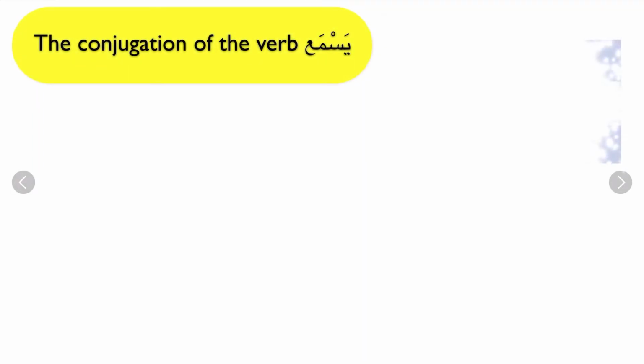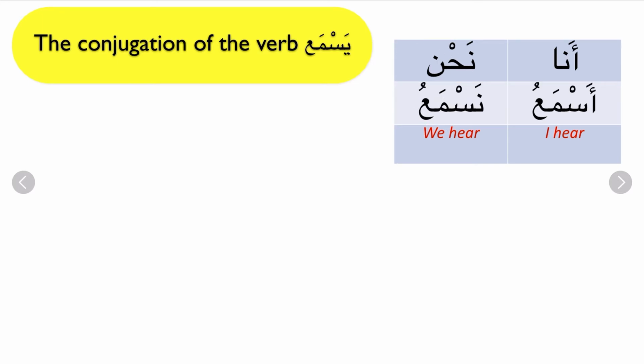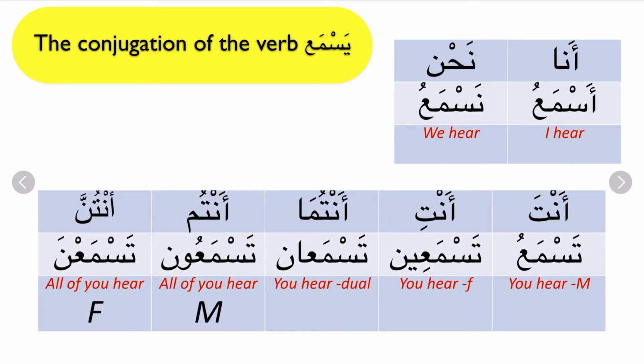Let's learn the conjugation of these verbs. The conjugation of the verb يسمع with first person: أنا أسمع I hear, نحن نسمع we hear. With second person: أنت تسمع, أنت تسمعين, أنتما تسمعان, أنتم تسمعون, أنتن تسمعن.